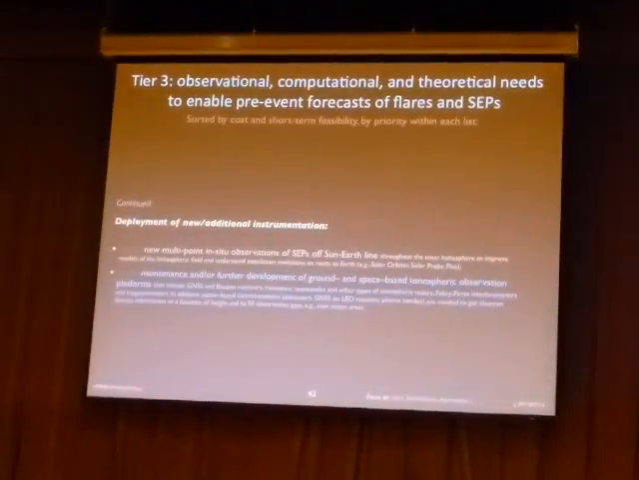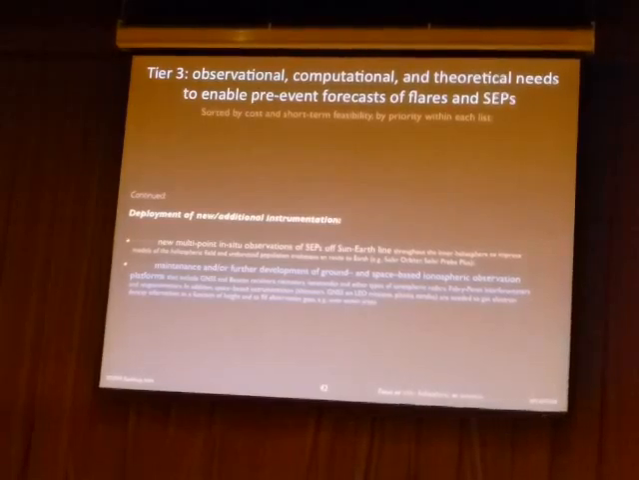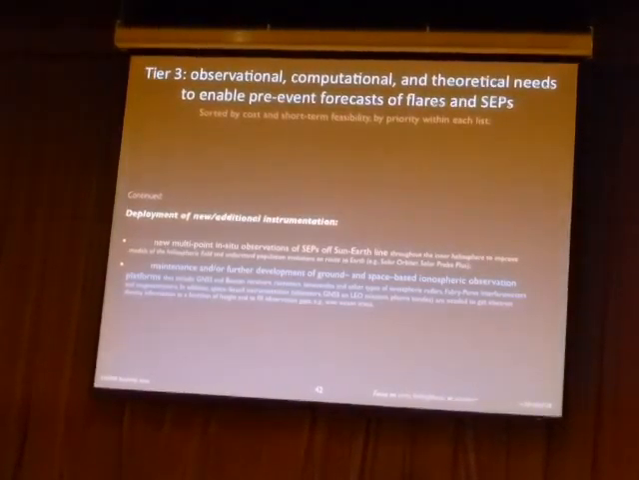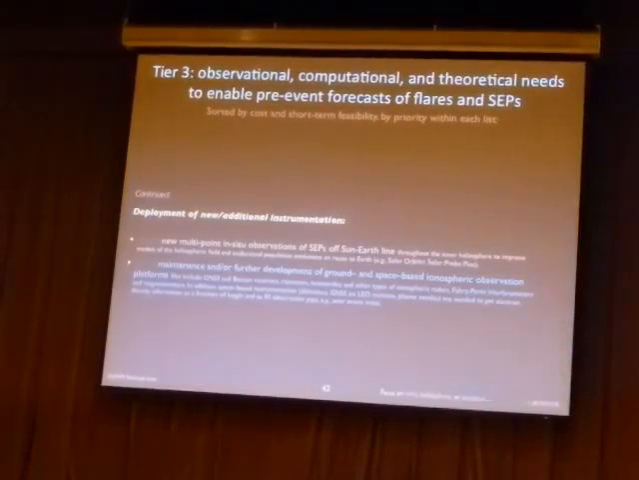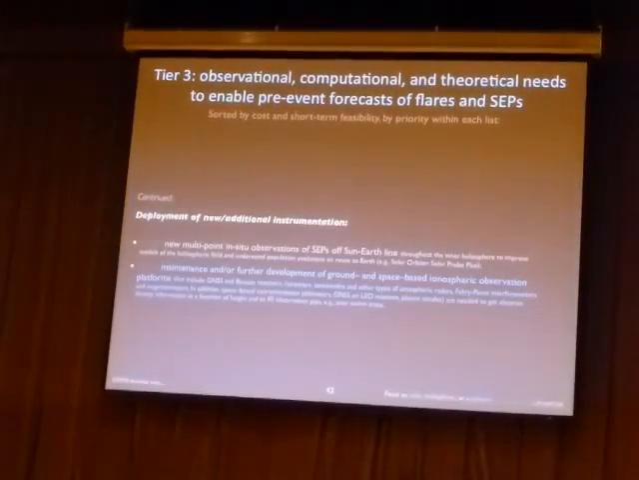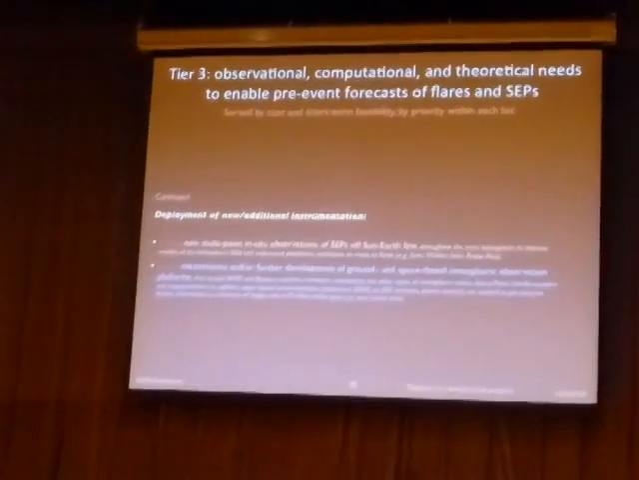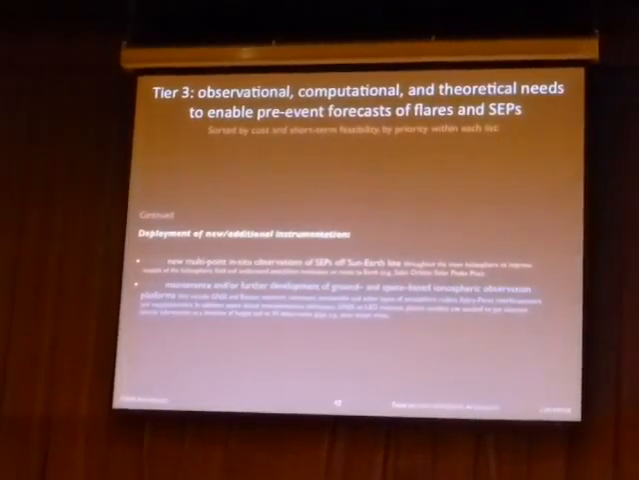And of course, we have to work on an advanced development of ground and space-based ionospheric observation platforms to integrate all the available data into something that can then be readily distributed and disseminated to the users to correct their GPS and their GNSS navigation signals, and to understand radio propagation problems that might occur, for example, for the airline industry.